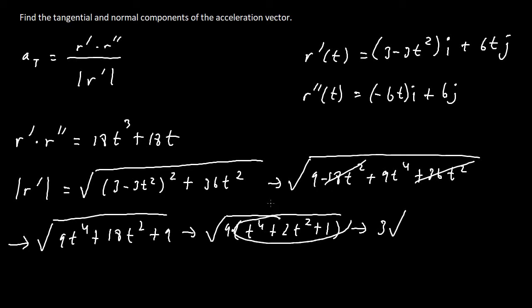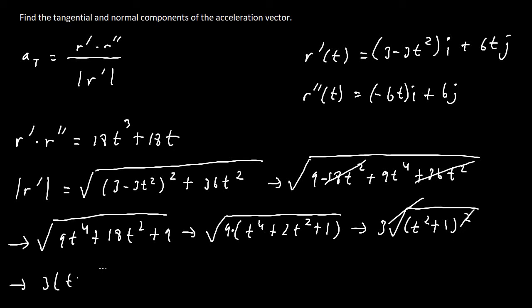Now we can factor this into t squared plus 1, and the entire thing squared. So notice when we take the square root of something squared, it's going to cancel. So we're left with 3 times t squared plus 1, or in other words, 3t squared plus 3 as the magnitude of r prime.